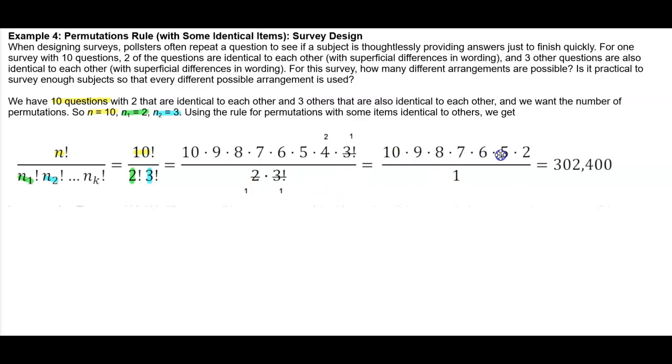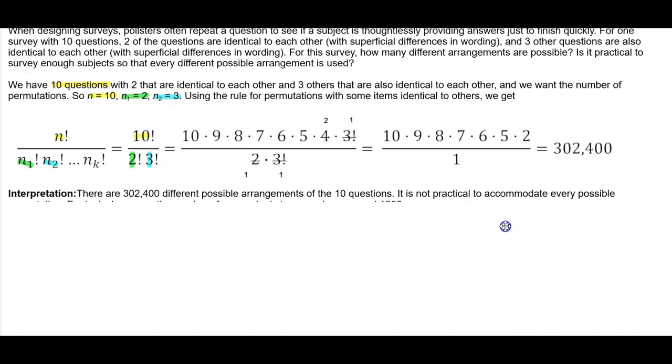Now when we multiply all those numbers out, we end up getting 302,400. Now the interpretation is as follows. There are 302,400 different possible arrangements of the 10 questions. Now, it is not practical to accommodate every possible permutation, so for typical surveys, the number of respondents is somewhere around 1,000.